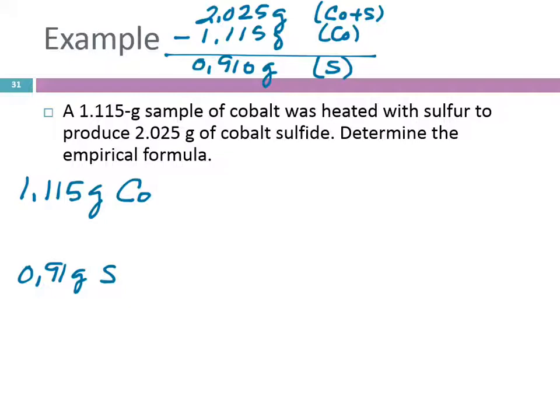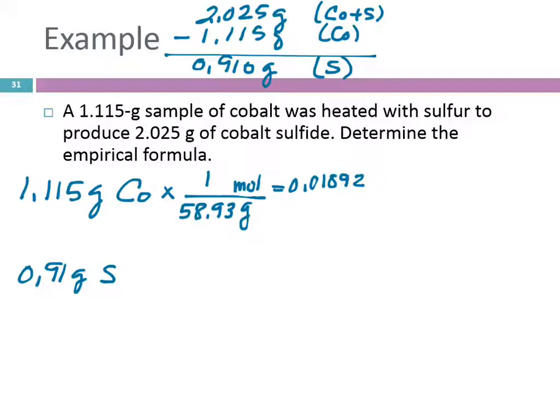Step 2, convert these grams to moles. We learned how to do that today. So this is where the 58 thing comes in. We want moles, so we have to divide by grams, and we look at the periodic table. 58.93. 1 mole of cobalt is 58.93 grams of cobalt. 1.115 divided by 58.93 equals 0.01892.